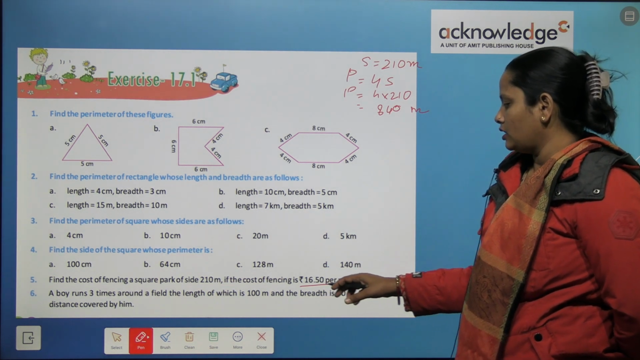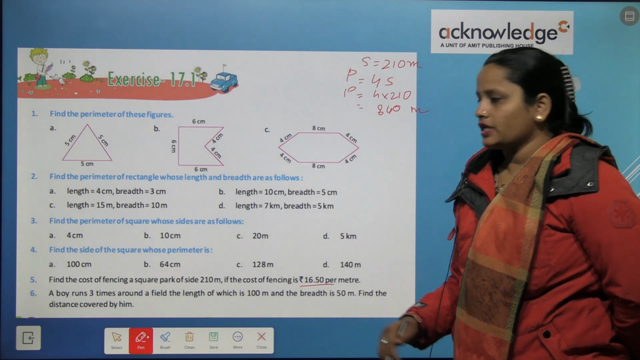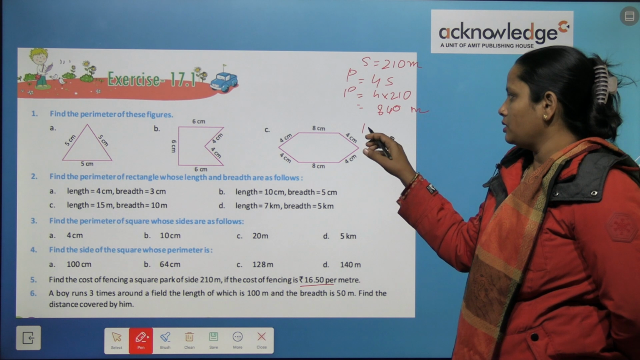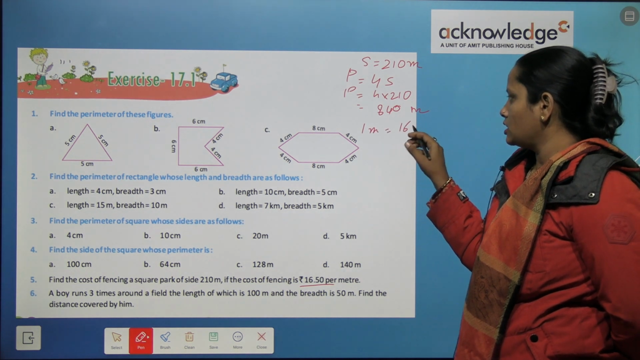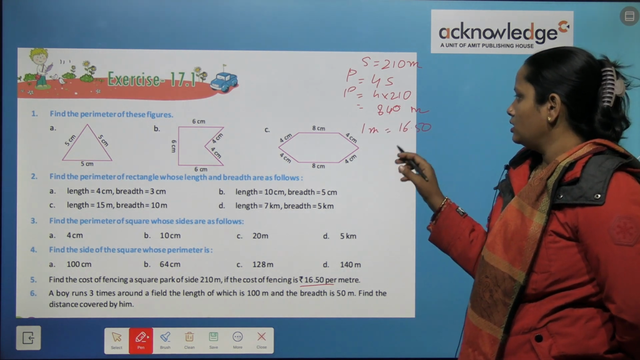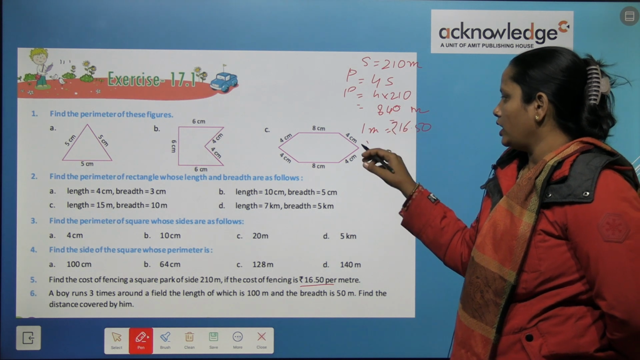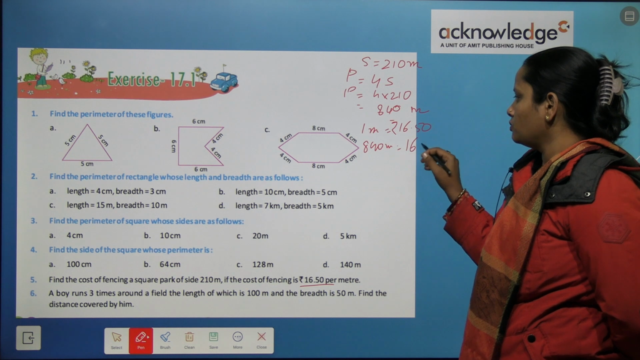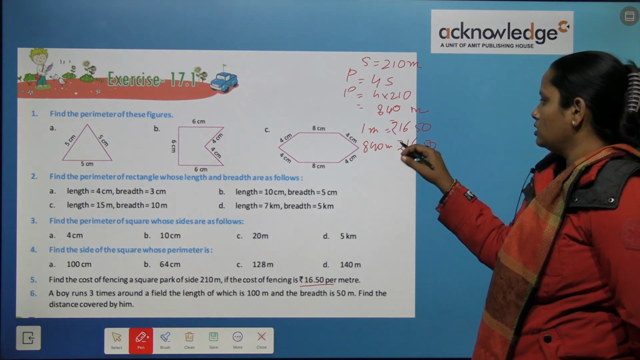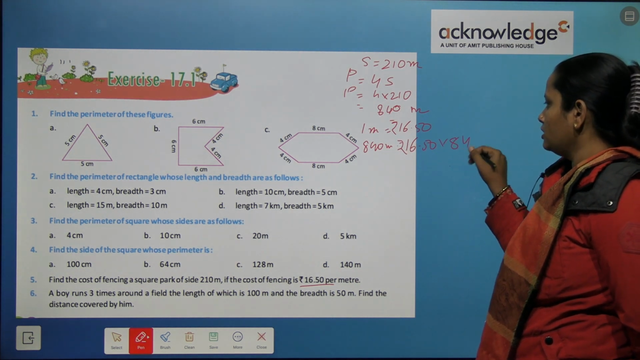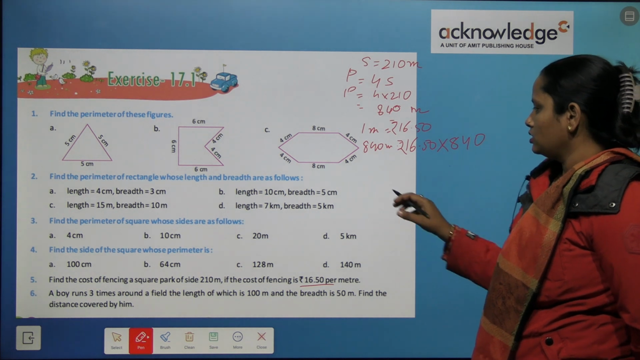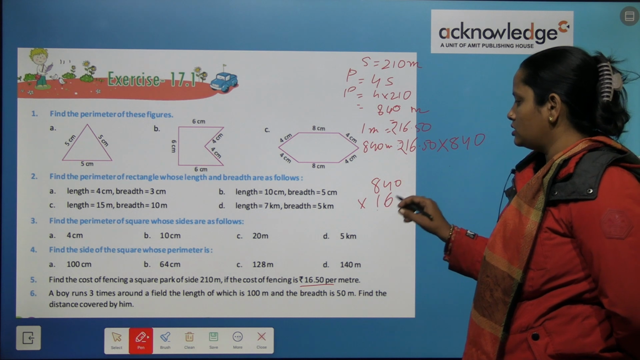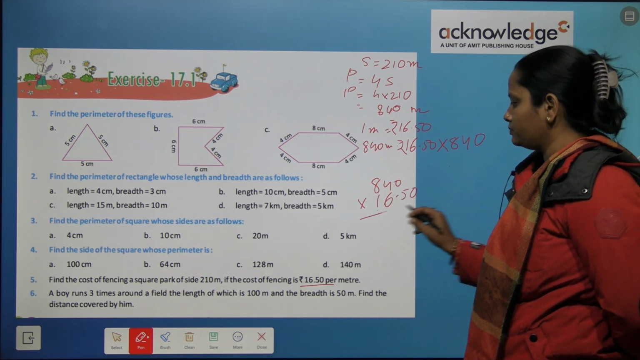अब यहाँ पे पता है कॉस्ट ऑफ फेंसिंग इज 16 रुपीज एंड 50 पैसे पर मीटर. सो 1 मीटर का है 16.50 रुपीज. तो 840 मीटर का होगा 16.50 multiply 840. So let's do it. 840 multiply 16.50.